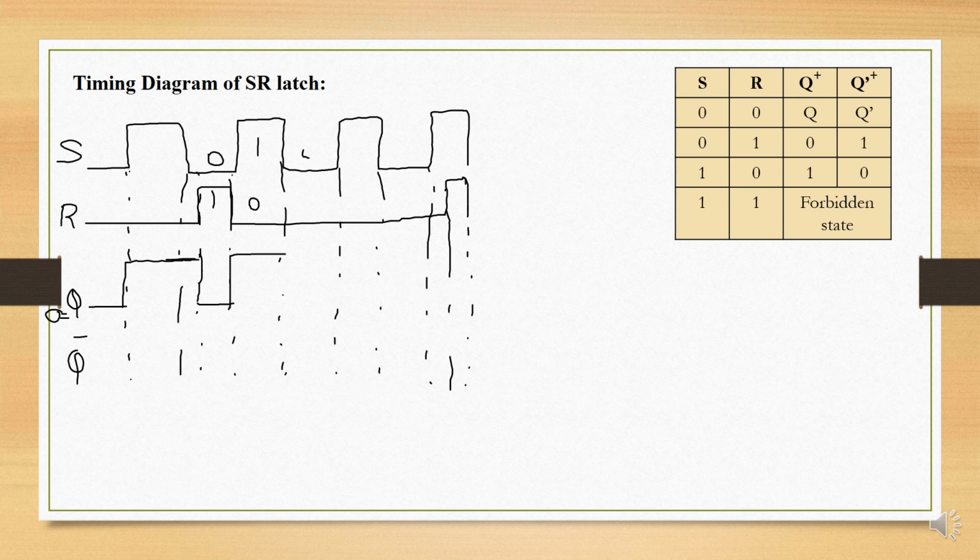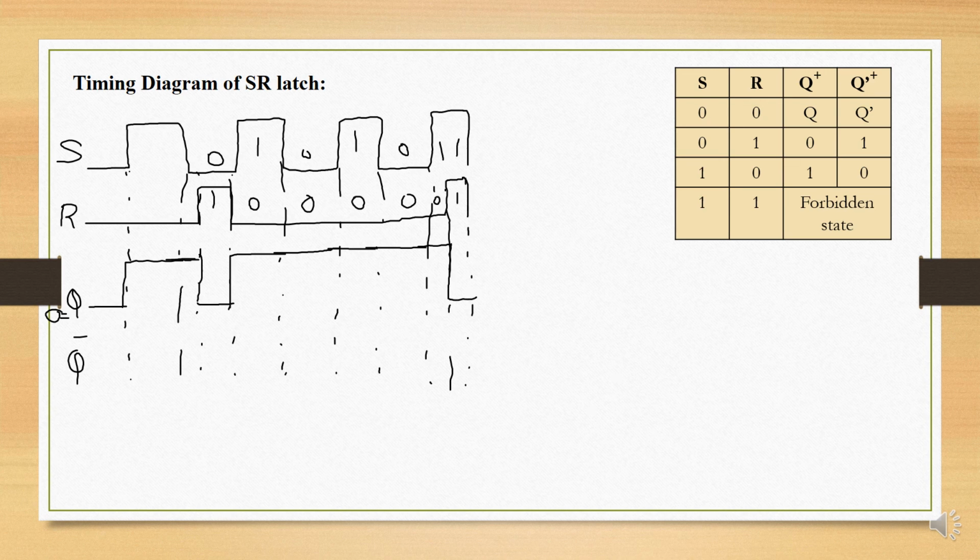The next timing instant, S is 0, R is 0, it retains its previous state. The next timing instant, S is 1, R is 0. That is, we have enabled set input, therefore it retains 1 state. The next timing instant, S is 0, R is 0, it retains its previous state, that is 1. The next instant, S is 1, R is 0, again you have set state. The next timing instant, S is 1, R is 1, where we have forbidden state, so it goes to 0.